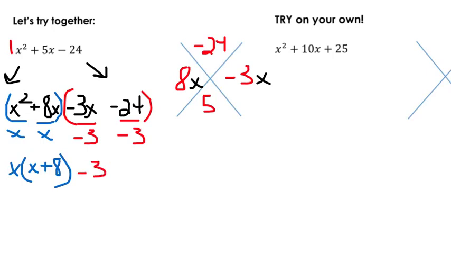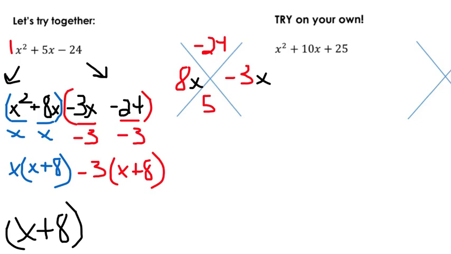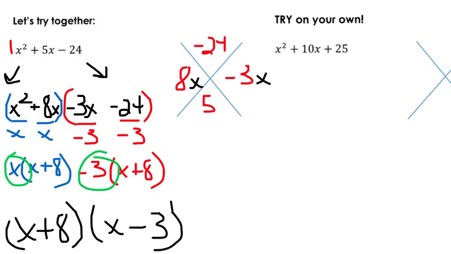When I pull out my negative 3, I'm left with an x plus 8, which is exactly what we wanted, because now my binomials match. At this point, I'm going to pull out that matching binomial, x plus 8, and then my second binomial is made up of what I have left over, which is my x minus 3. And we've successfully factored using the Xbox method.